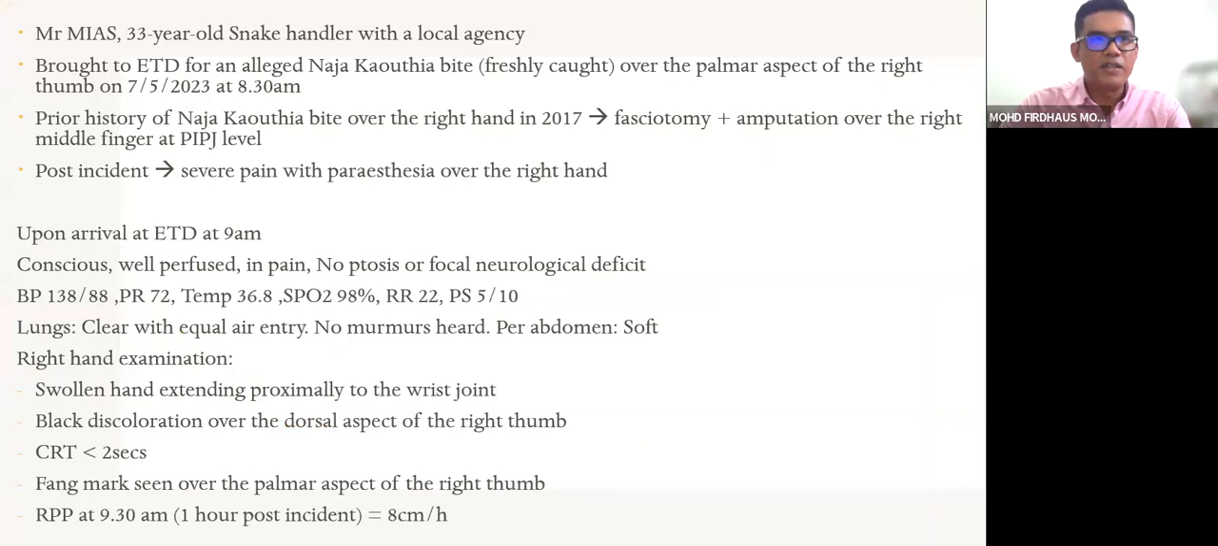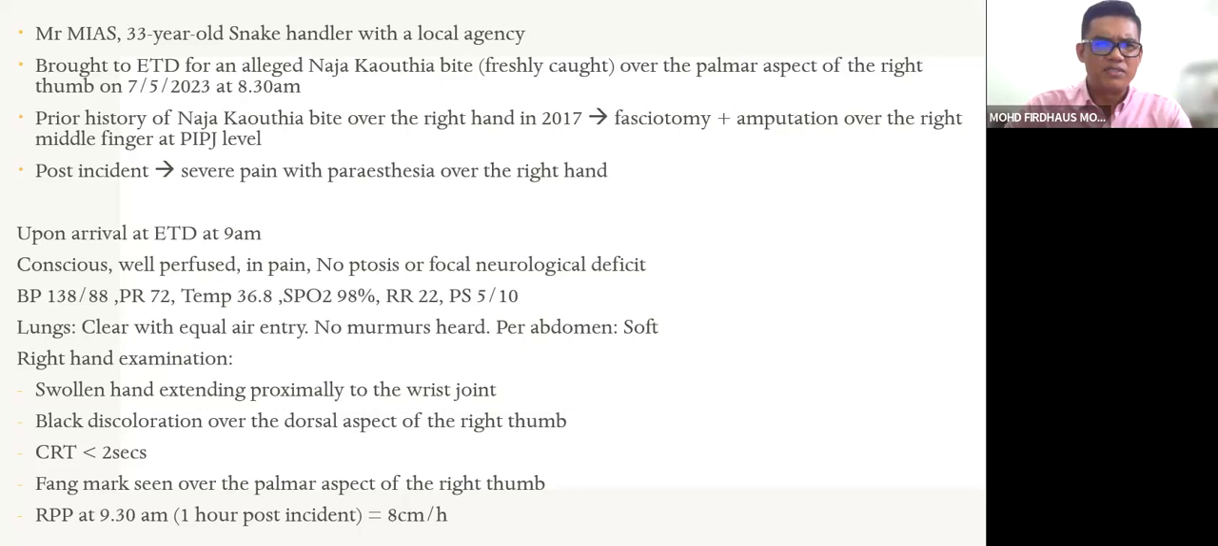So basically, in the morning of the incident, he was cleaning the enclosure containing the freshly caught Naja kaouthia snakes. There were a total of 3 snakes inside the enclosure, and the patient did not wear any gloves or any PPE when he was bitten. Past medical history-wise, this gentleman had a prior history of Naja kaouthia bite over the right hand as well back in 2017, for which fasciotomy and amputation of the right middle finger were done.